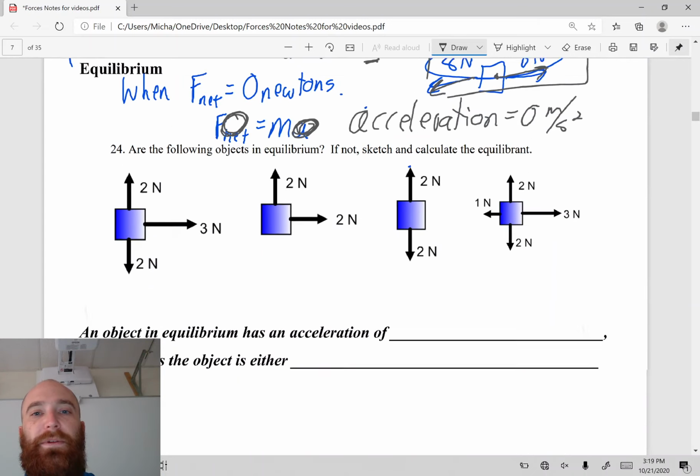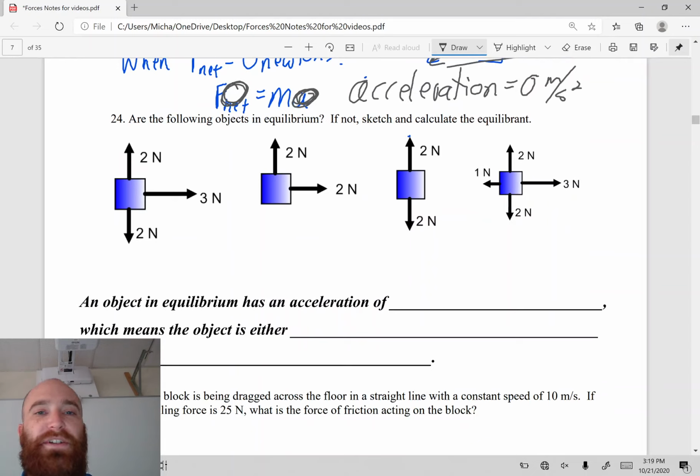So, let's talk a little bit about objects in equilibrium. Are the following objects in equilibrium? If not, sketch and calculate the equilibrium, which I threw into, again, our first video lesson.